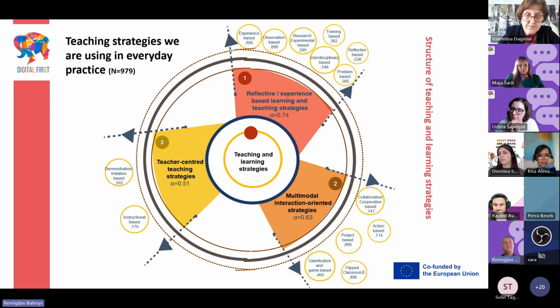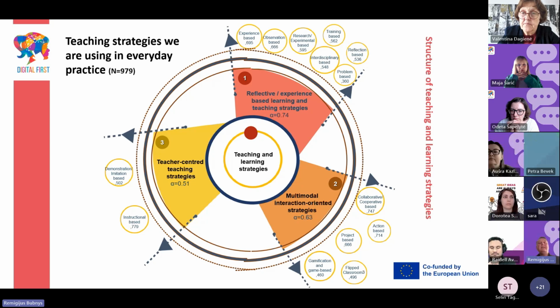Here you can also see what strategies comprise each factor, and it is important to know that teachers use various teaching strategies and methods, demonstrating their knowledge and creativity. Here I will highlight only the key statistically significant tendencies from the data analysis.